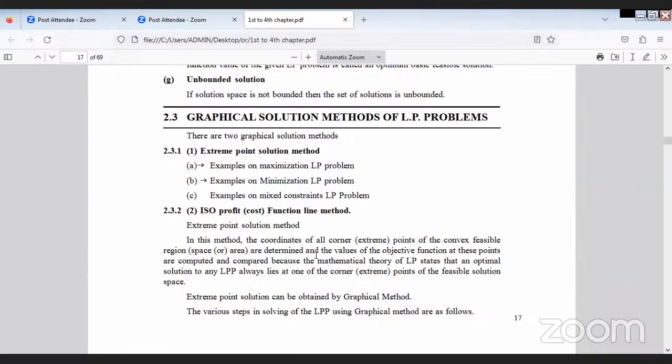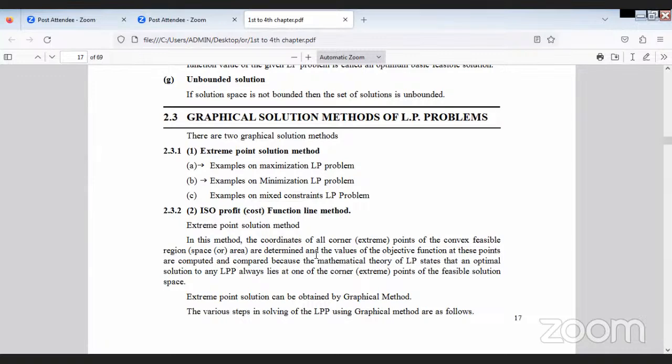Extreme point solution method. In this method, the coordinates of all corner extreme points of the convex feasible region are determined, the values of the objective function at these points are computed and compared. By the mathematical theory, the optimal solution of an LPP always lies at one of the corner points of the feasible region. The extreme point solution can be obtained by the graphical method.